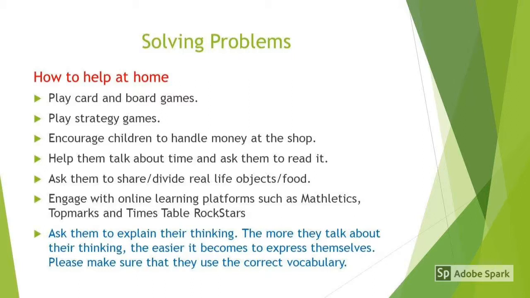A key way that you can help your child at home is by asking them to explain their thinking. This is more in line with what we do with probing questions. And the more they talk about their thinking, the easier it becomes for them, but it's really important that they speak in coherent sentences using the correct vocabulary. You could ask them to convince you of a mathematical fact that they know. They would be required to give you proof of how they know they are correct. You could even include a true or false question and ask them to explain how they know it's true or false.